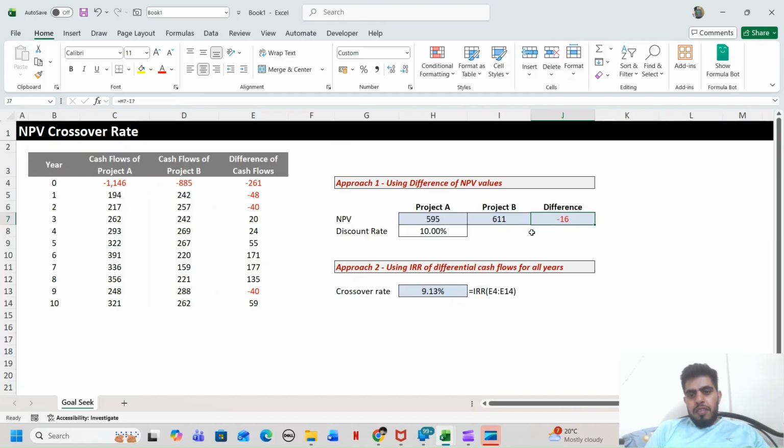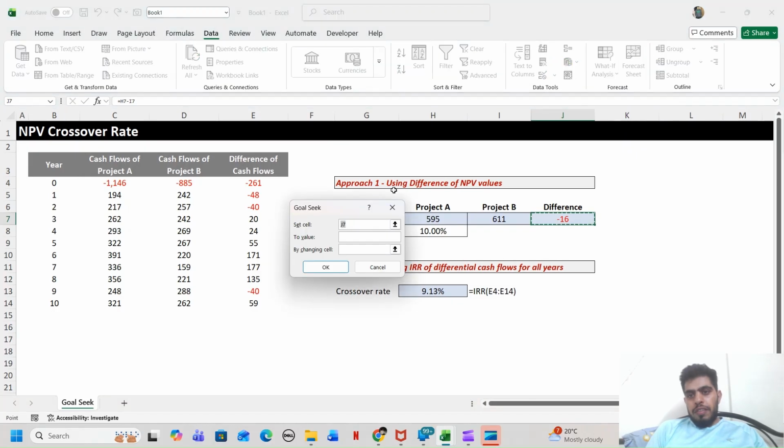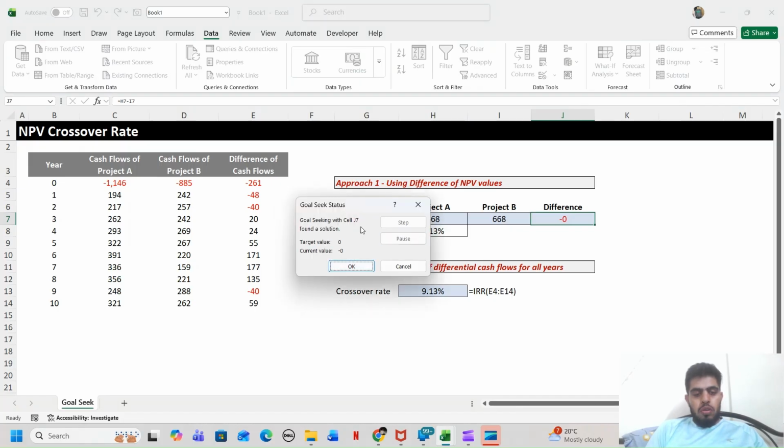And by applying this we are able to see there is a difference of 16, meaning by applying the discount rate of 10 we need to select project B instead of project A, but we want to get the discount rate that is favorable or equal for both the projects. How we can derive this? So what you need to do, you need to go to Data, go to What-If Analysis, and go to Goal Seek. So this pop-up window will appear which will say Set cell, that is J7. We want to make the difference of project A and project B as 0. We can select the value 0, by changing our discount rate, and simply we can click on OK.